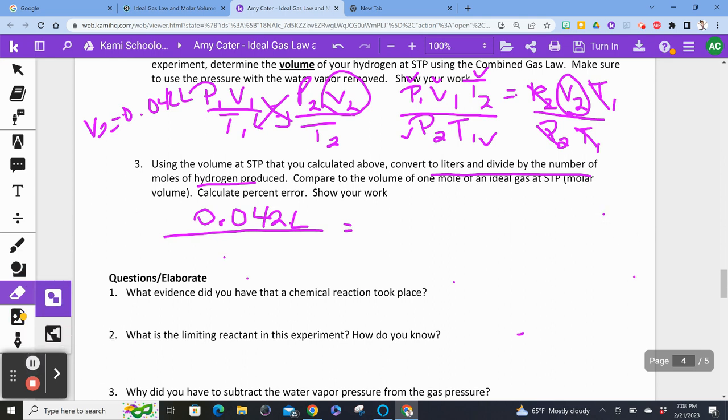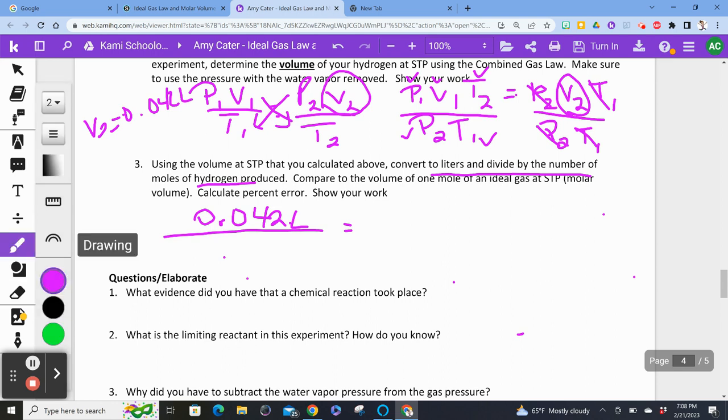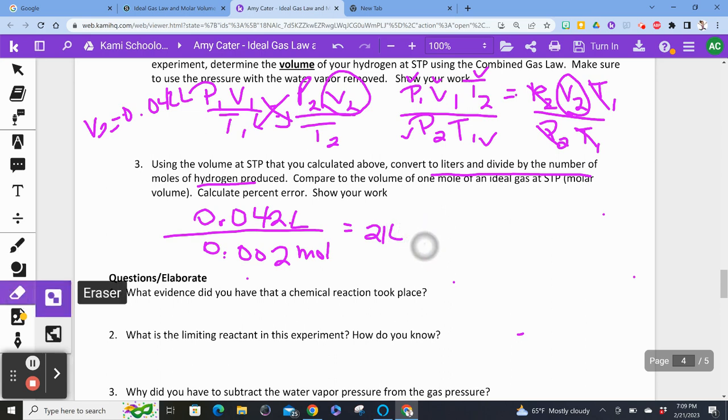Okay, so we take our volume, we divide it by our moles. Let's say our moles is 0.002 moles. That's how much hydrogen gas we produced when we used the ideal gas law and we solved for n. So 0.042 divided by 0.002, that gives us 21 liters per mole. I cannot write tonight. There we go.